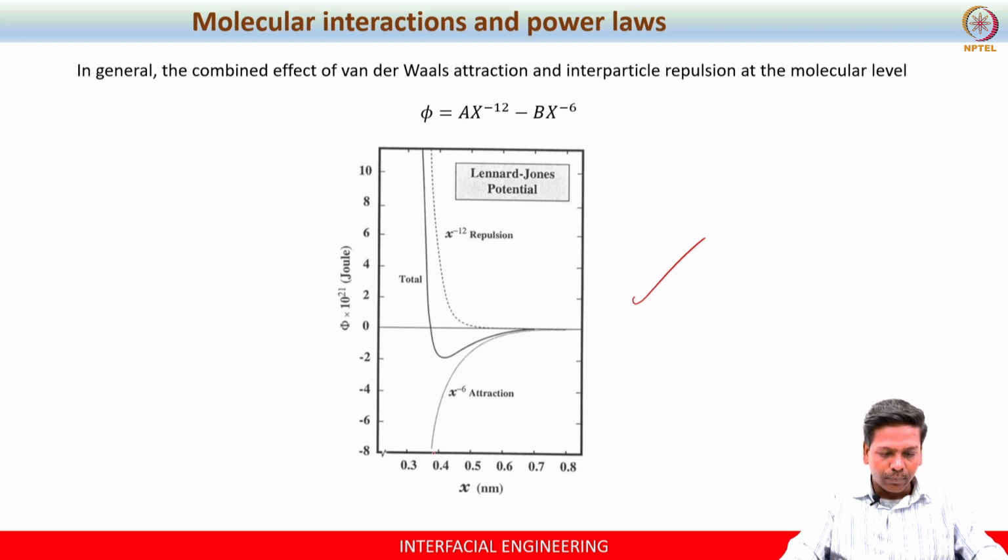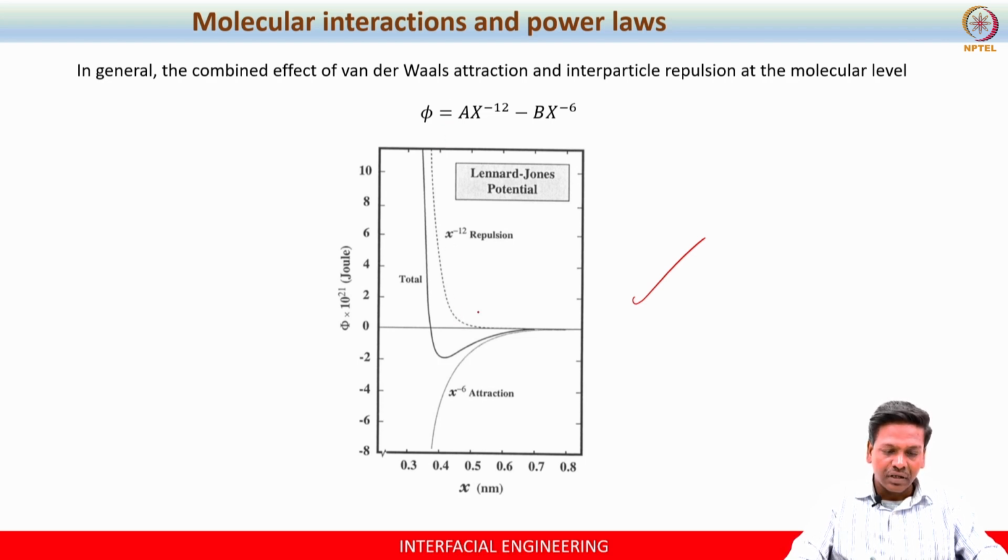So if you plot the potential versus distance, as a function of the center to center distance between molecules, you can see that the repulsive force goes steeper after some point. This is because of the power law we have used, x power minus 12. The repulsive force reflects in this fashion.